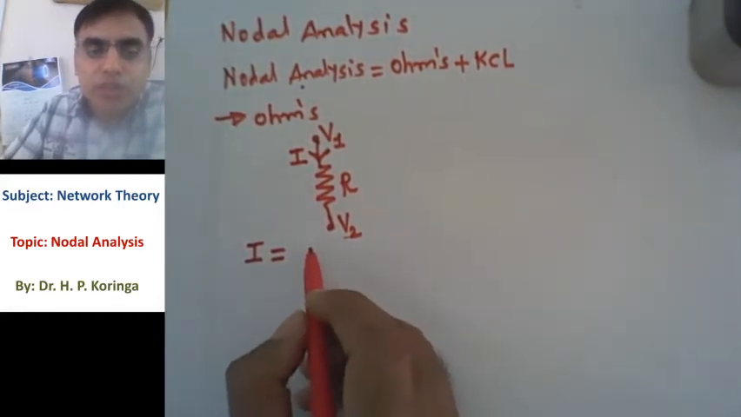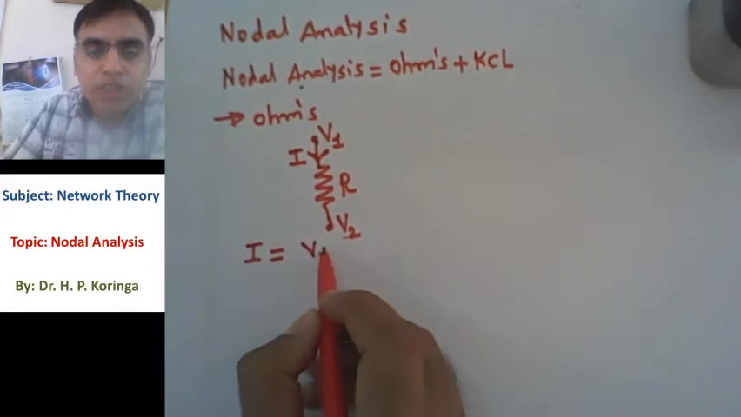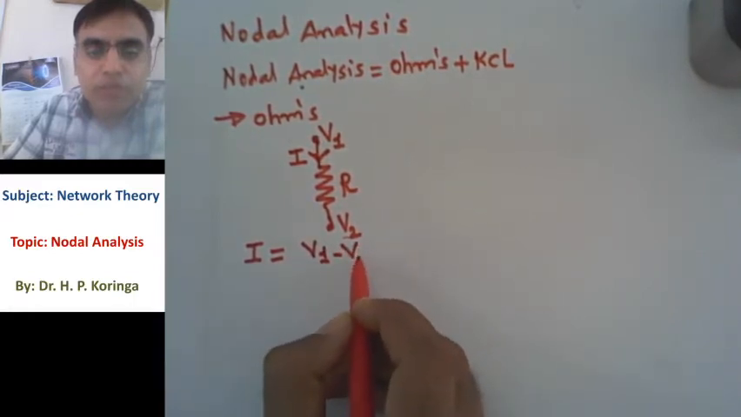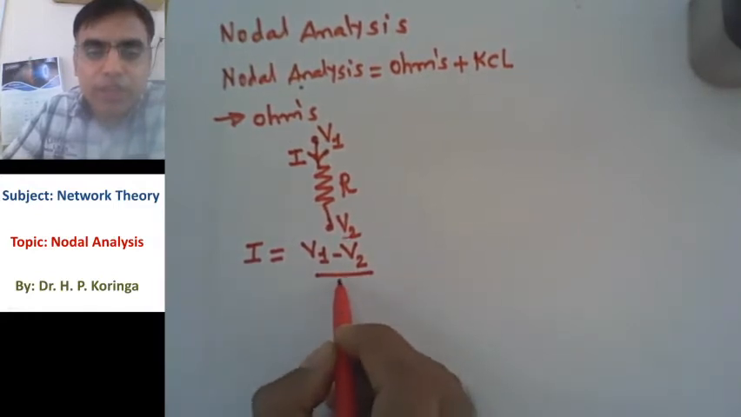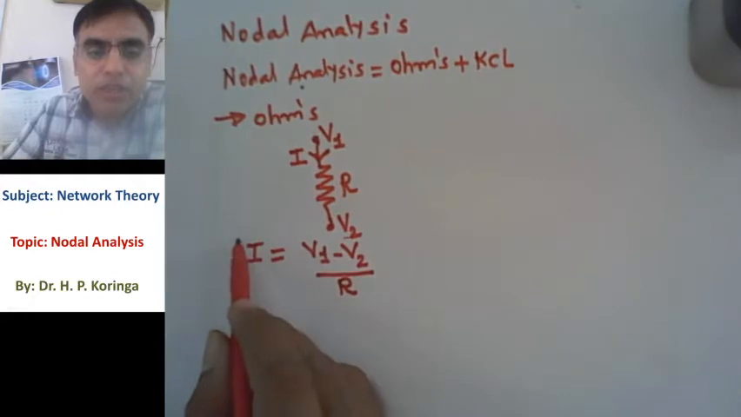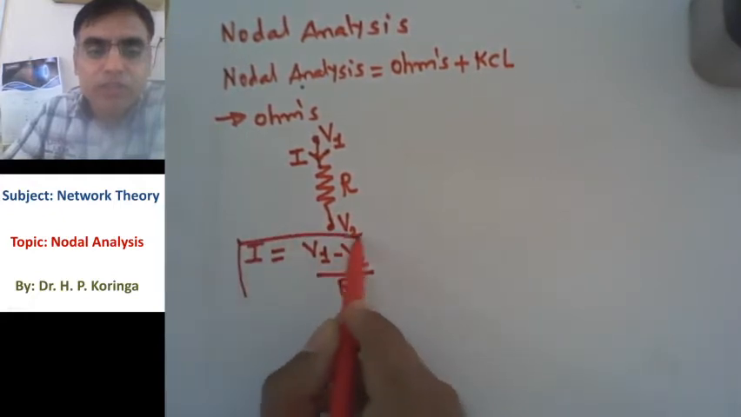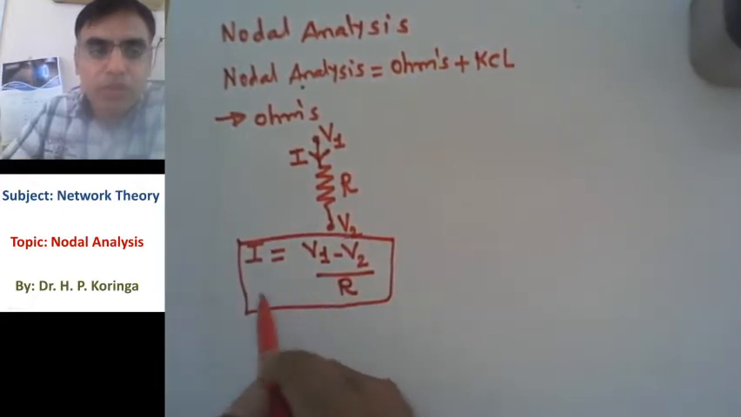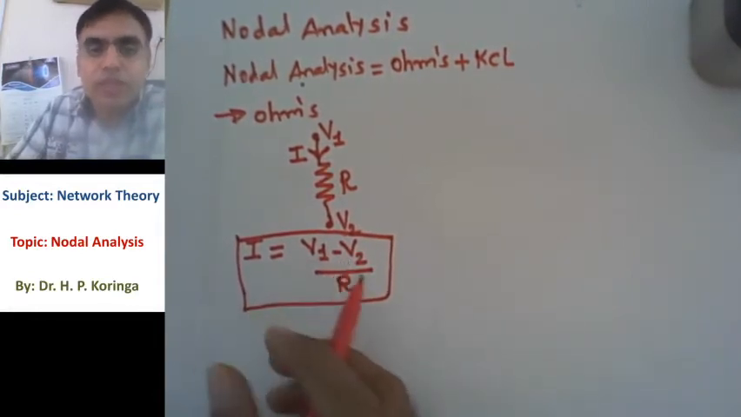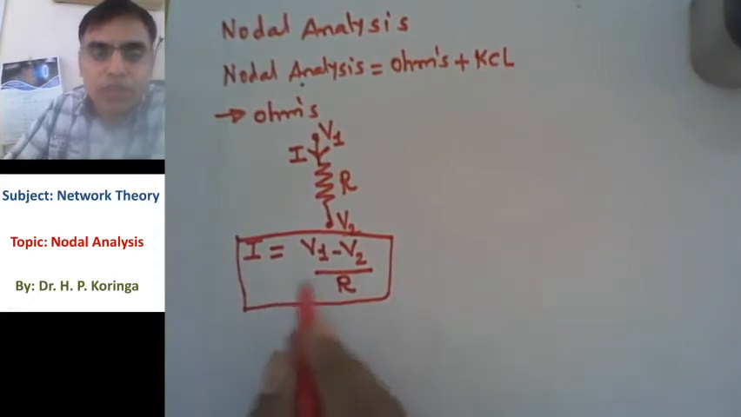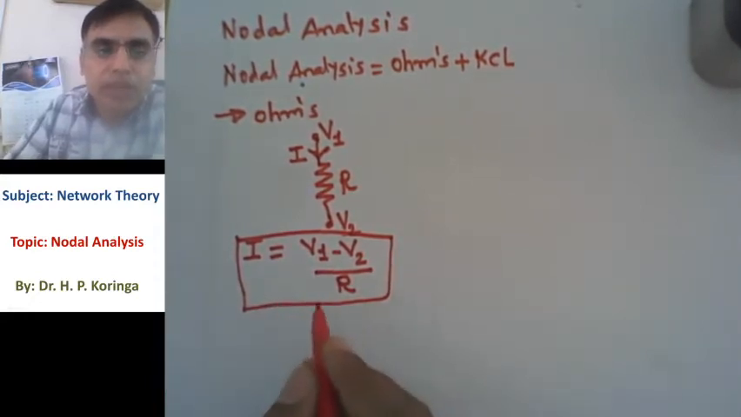Here, the potential difference and the current we want to find, the direction is V1 to V2. So we subtract V2 from V1. This is the potential across R, and dividing by R gives the current passing through that resistance R. We require this to apply Ohm's law for the resistive network.